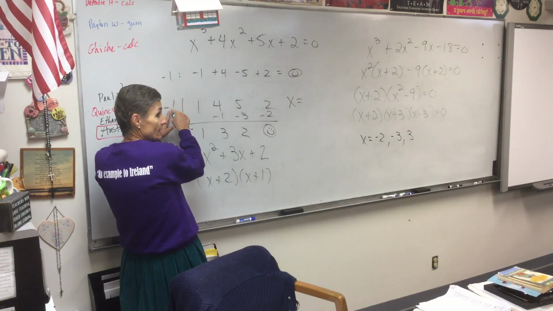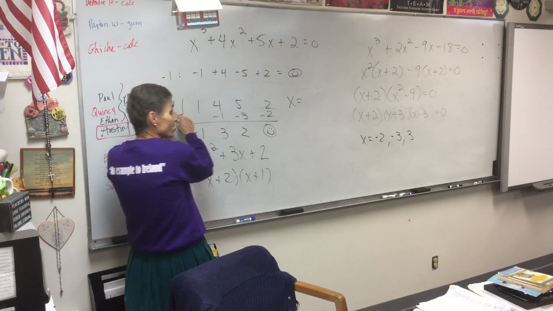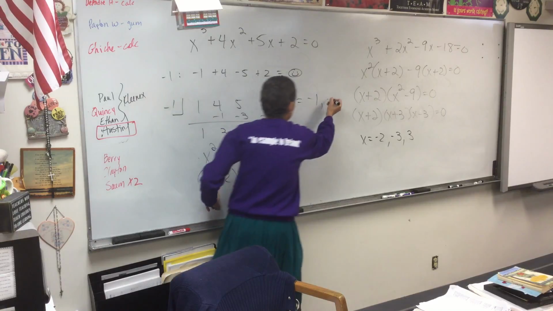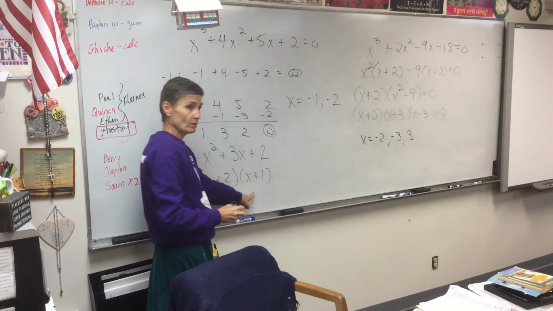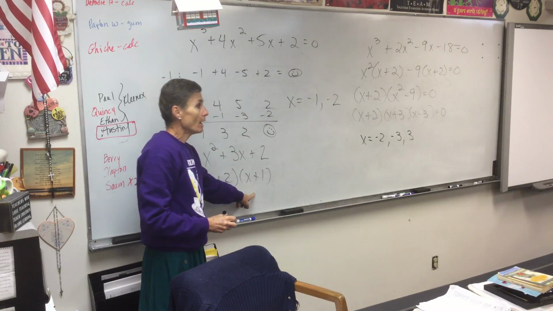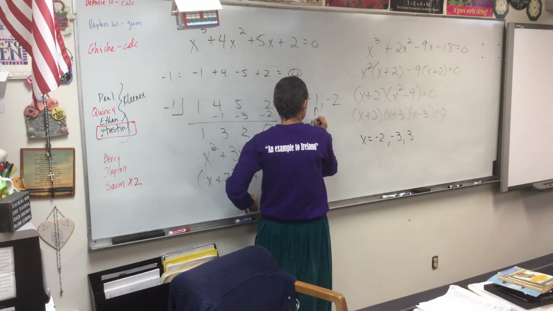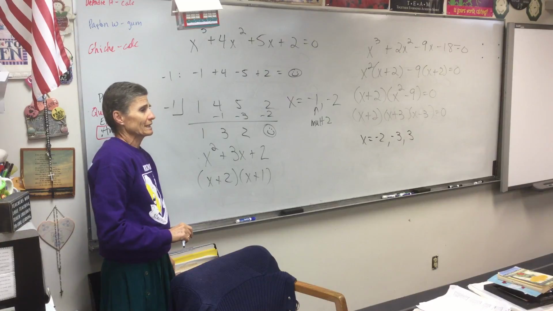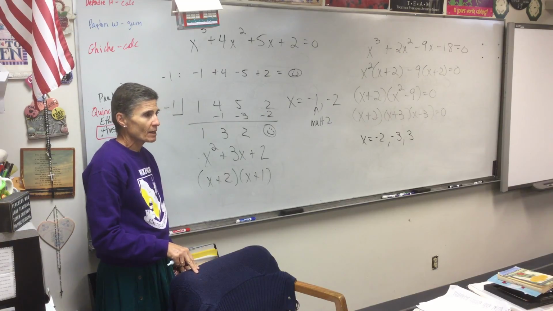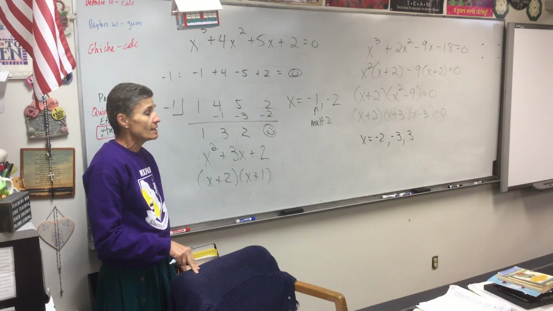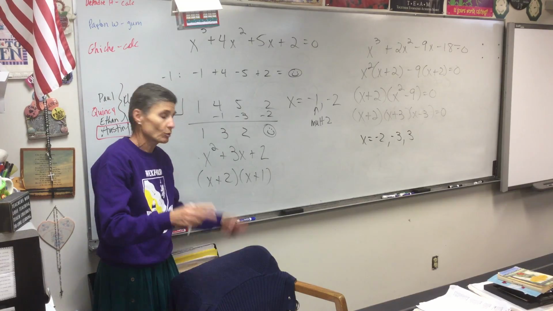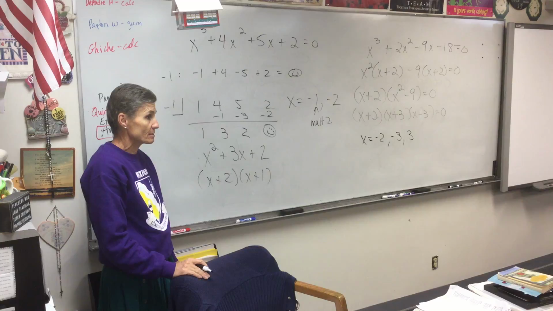X equals -1, the one I guessed has to be included, and then -2, and oh my goodness, another -1, so this has multiplicity too. We don't list the number twice. I'm not sure why, we just don't. Instead, we say it has multiplicity 2, or 3, or 4, however many times it happens.